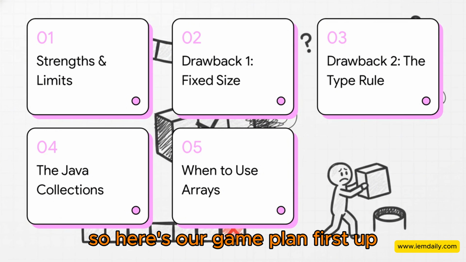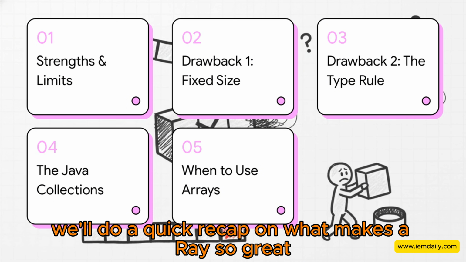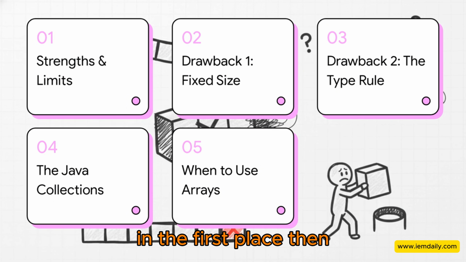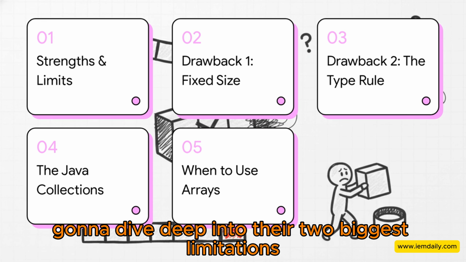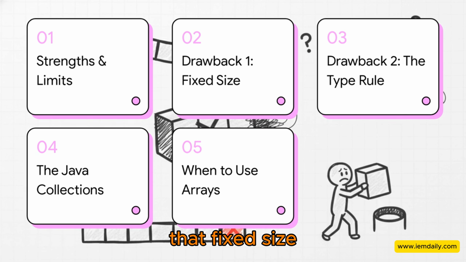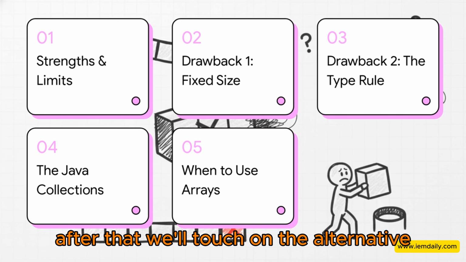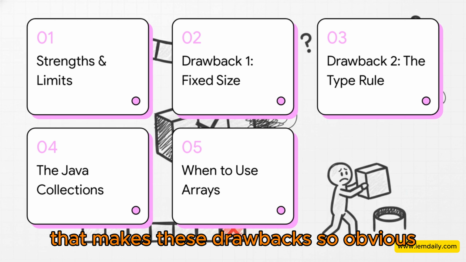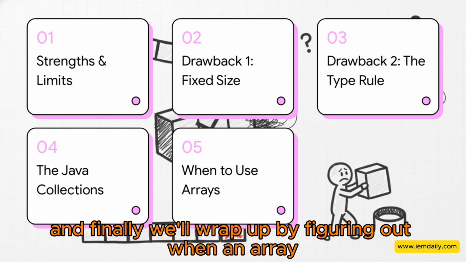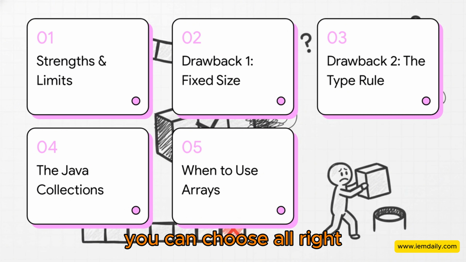So here's our game plan. First up, we'll do a quick recap on what makes arrays so great in the first place. Then we're going to dive deep into their two biggest limitations, that fixed size and their really strict rule about data types. After that, we'll touch on the alternative that makes these drawbacks so obvious. And finally, we'll wrap up by figuring out when an array is still the absolute best tool you can choose.